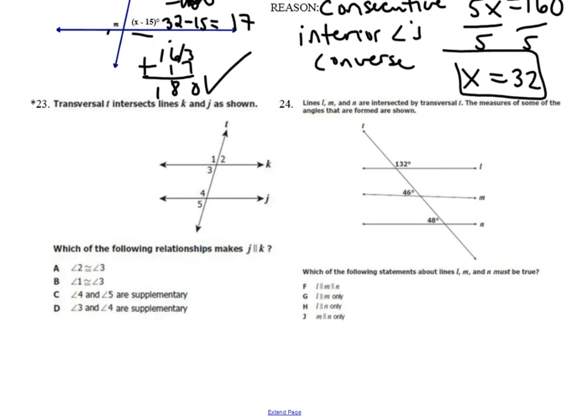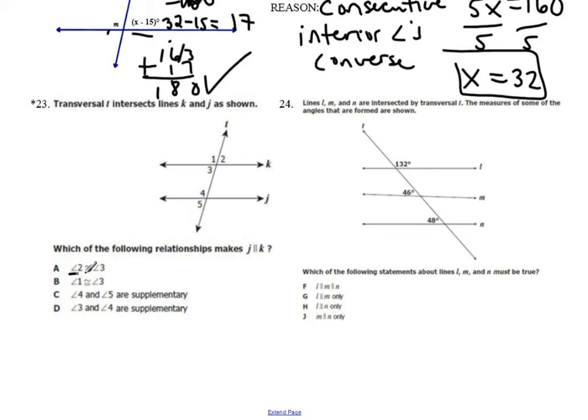All right, number 23. It says transversal T intersects K and J as shown, and then it says which of the following relationships will make J parallel to K. So in this question, we're trying to figure out when do we have corresponding angles congruent, when do we have consecutive interior angles supplementary, when do we have alternate interior angles congruent, when do we have alternate exterior angles congruent. So if we can find any one of those four relationships in this set of answer choices, then we have proven the lines parallel.